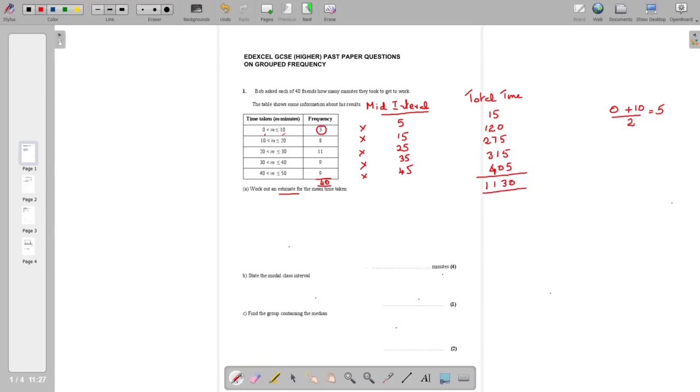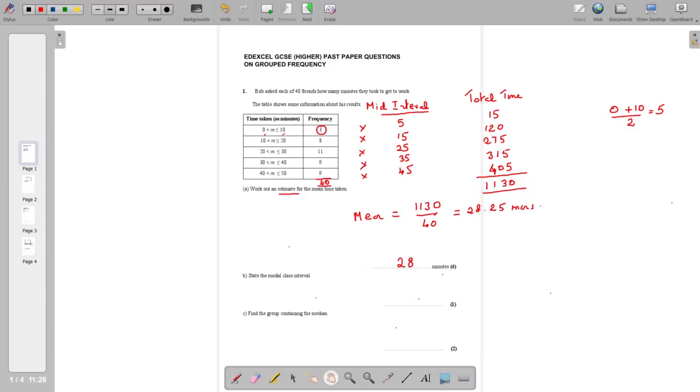So to find the mean, we divide the total time taken by the total number of friends, which gives you 28.25 minutes. So we'll round it, say 28 minutes.